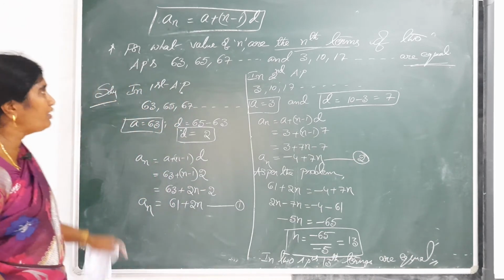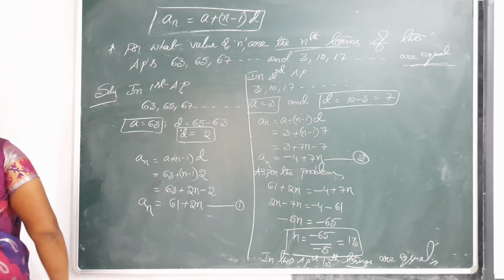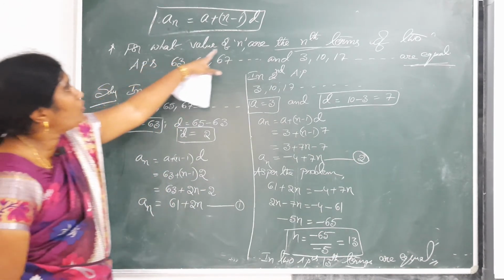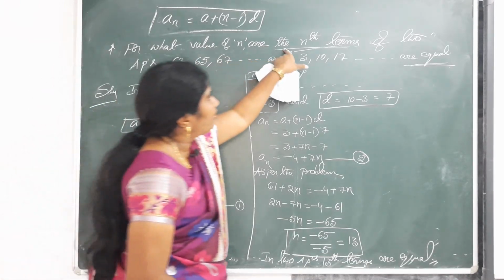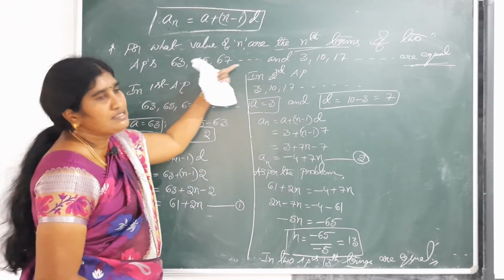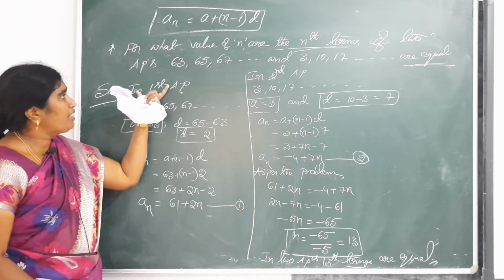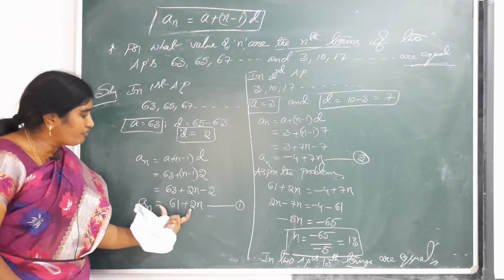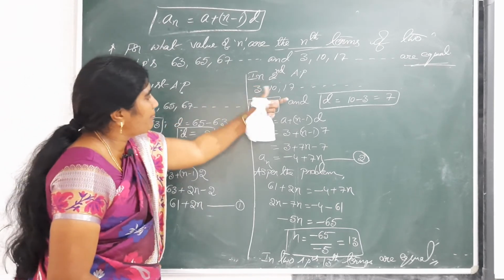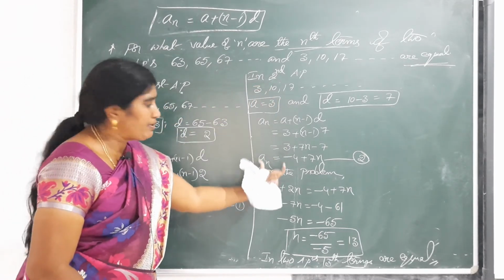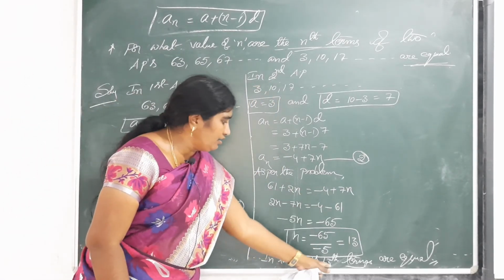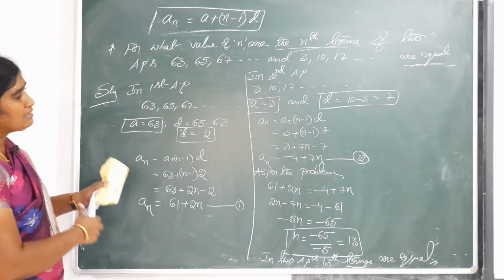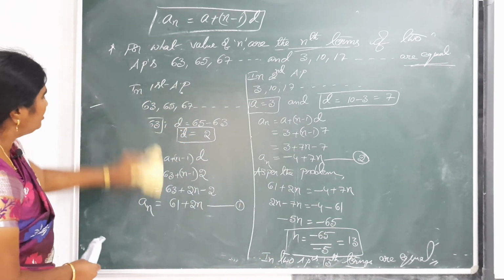This is one of the important sums. For what value of n are the nth terms of 2 APs equal? First we take the nth term of the first AP, next the nth term of the second AP. As per the problem, the nth terms are equal. Therefore, in 2 APs, the 13th terms are equal.